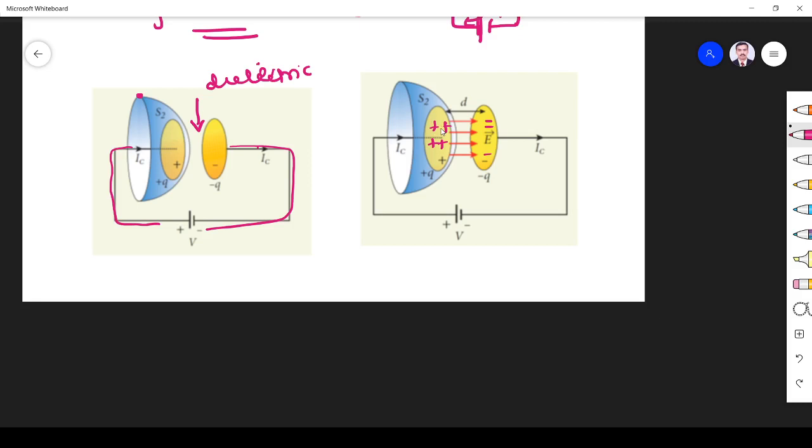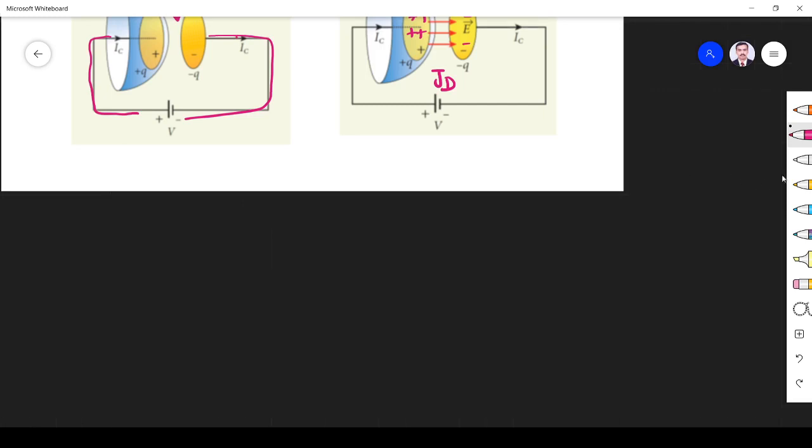We know when there is a charge, there is a field. The field goes from positive charge to negative charge. That's what this line is, right? So this field creates current. That current is known as JD, displacement current. Let us see how that is possible.